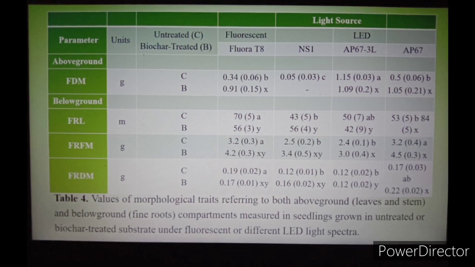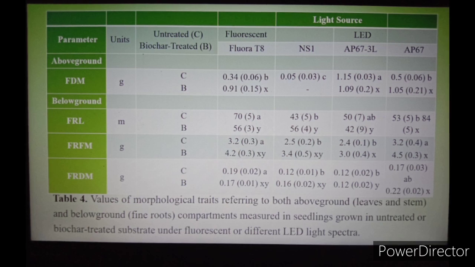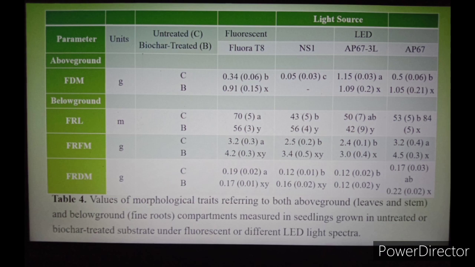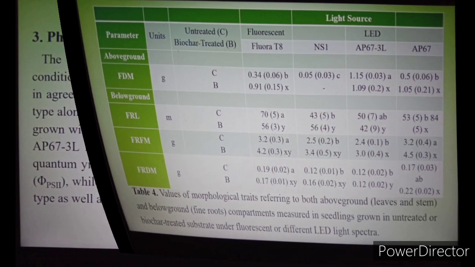The dry mass of fine roots did not show any improvement when biochar treated seedlings were analyzed, as shown in table 4. Similar values were measured for all light spectra except AP67-3L, which had the lowest value, although not significantly different from fluorescent and NS1 lights.